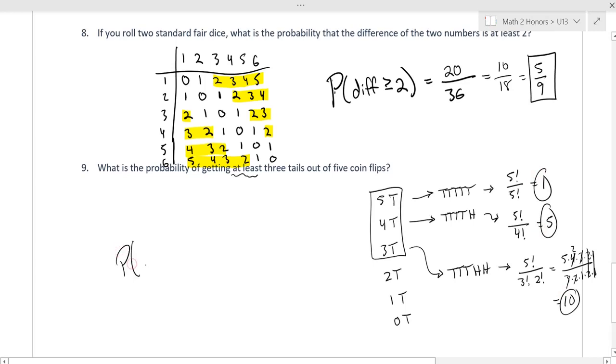The probability of at least 3 tails out of the 5 coin flips, at least greater than or equal to 3 tails, is 16. You've got 5 coin flips, so 2 times 2 times 2 times 2 times 2. Well, that's 32, so we can reduce this to 1/2.